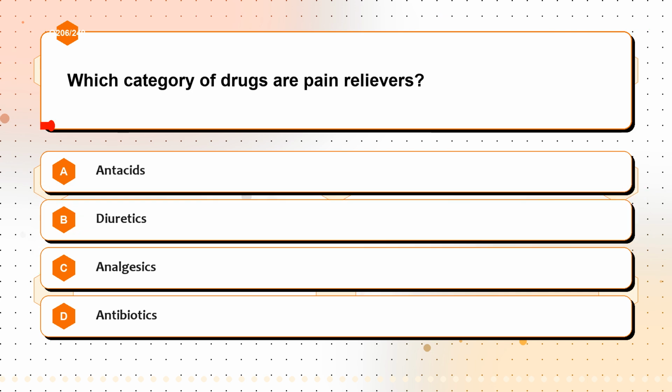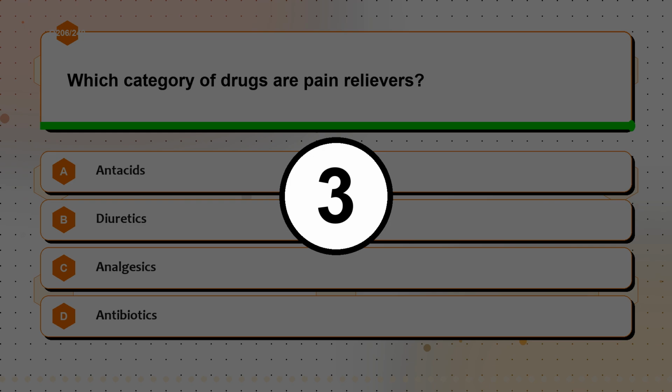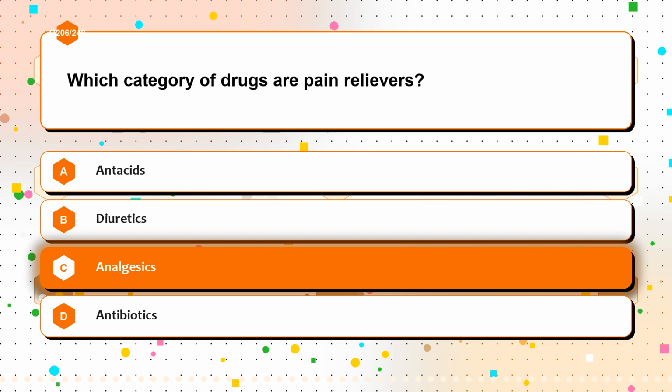Question 206. Which category of drugs are pain relievers? Here are the options. Option A, antacids. Option B, diuretics. Option C, analgesics. Option D, antibiotics. The correct answer is option C, analgesics.